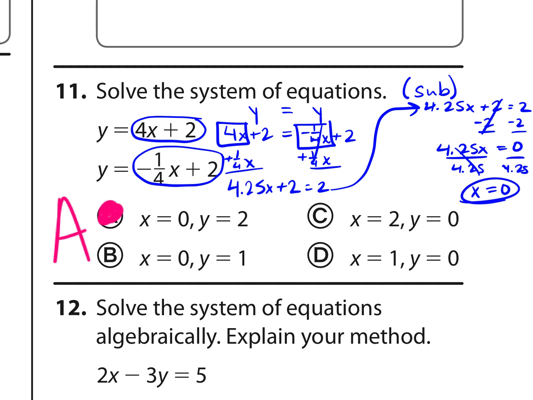So that eliminates choices C and D. Now to get y, we go to either original equation. I'm going to choose the first one, y equal 4x plus 2. I'm going to plug in 0 for x. So y equal 4 times 0 plus 2, which is 2. Answer choice A.